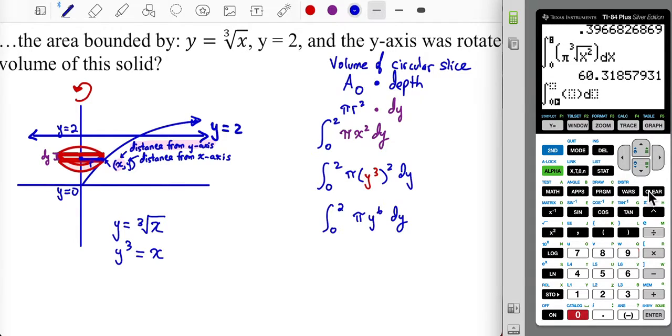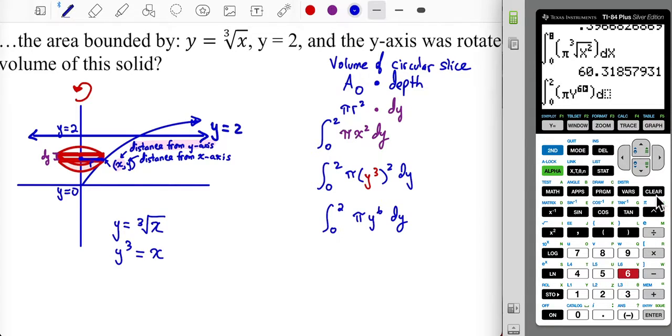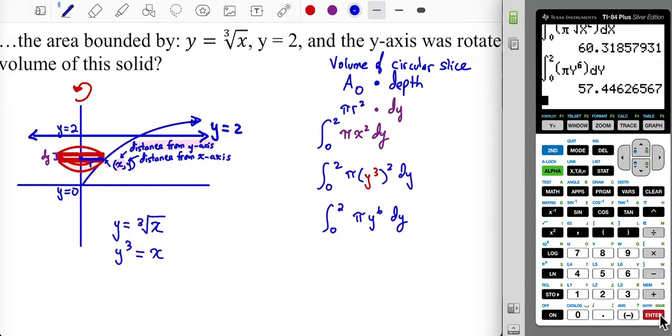I'm just going to pop it in. This is one of those in-between cases where it may actually take longer to type it into the calculator than it would to do it by hand. I'm actually going to use the variable y here, just because I want to. Feels nice to have it in the appropriate notation. A little extra comfort. So 57.446 approximately. Again, cubic units.